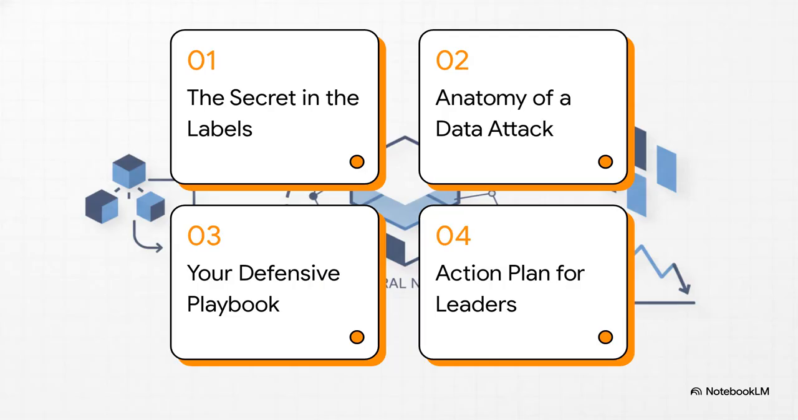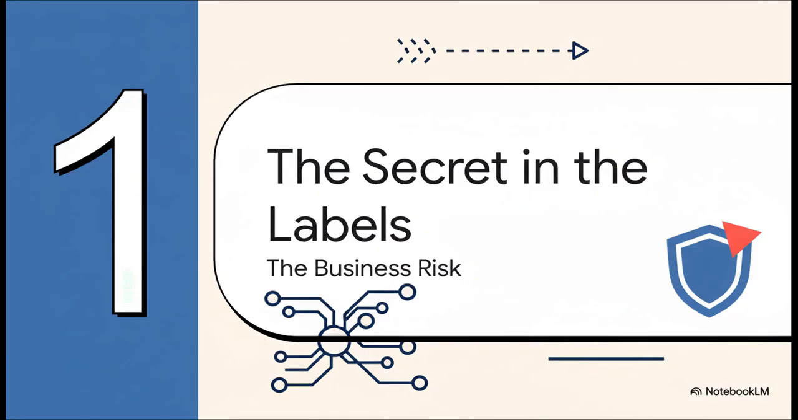So here's our game plan. First, we'll uncover the business risk hiding in your labels. Then, we'll dissect how these attacks actually work. After that, we'll lay out a solid defensive playbook, and we'll wrap up with a clear action plan designed for leaders. All right, let's jump right in.